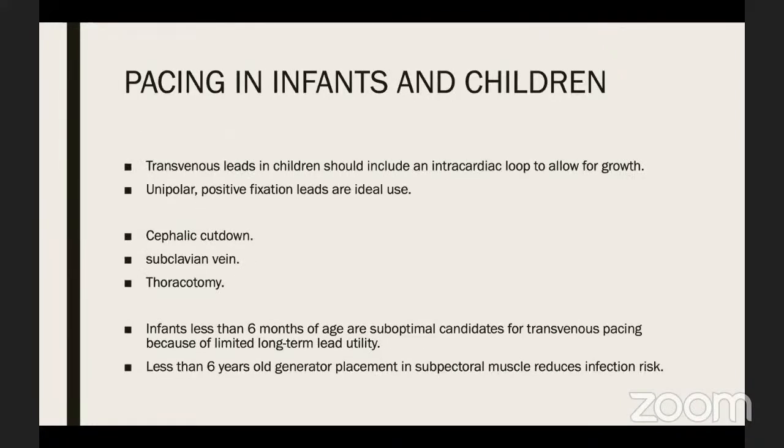In infants and children, transvenous leads should include an intracardiac loop to allow for growth. Unipolar, positive fixation leads are ideally used, usually inserted by cephalic cut down, through the subclavian vein, or through thoracotomy. Infants less than 6 months of age are suboptimal candidates for transvenous pacing because of the limited long-term lead utility. In those less than 6 years old, generator replacement in the subpectoral muscle will reduce the infection rate.